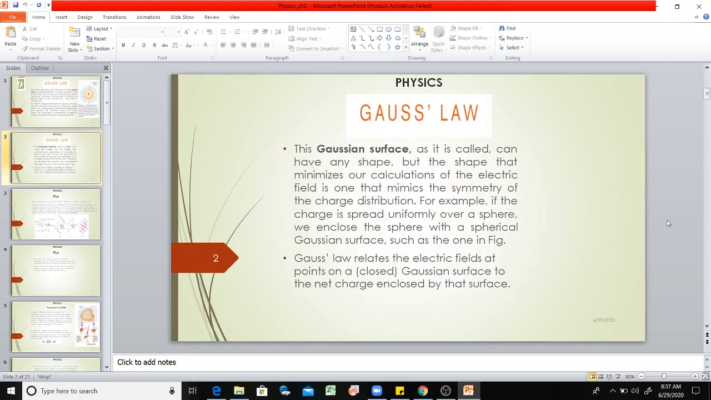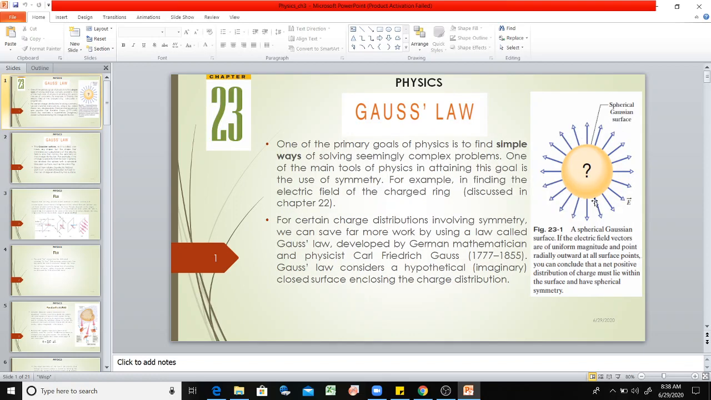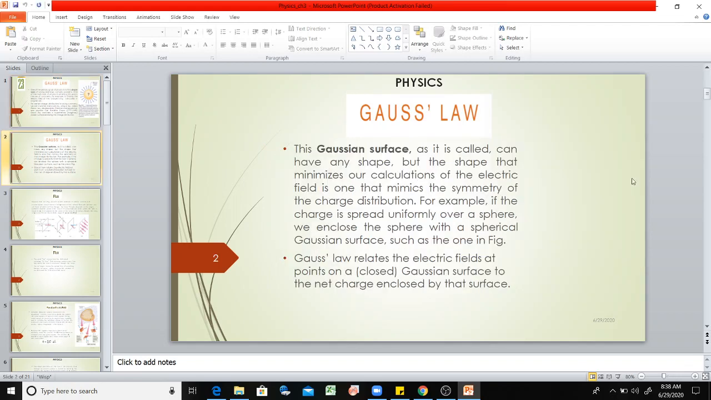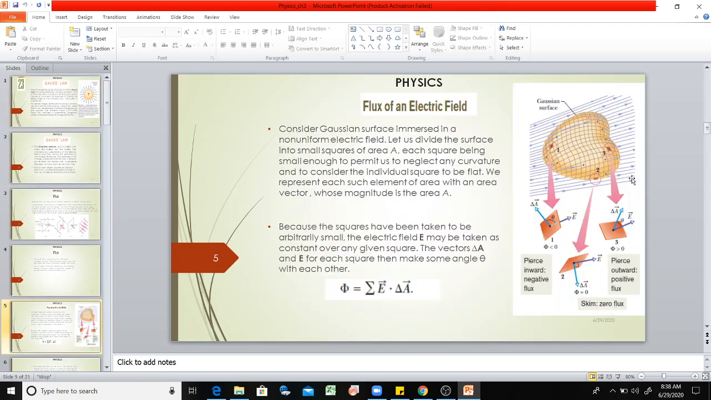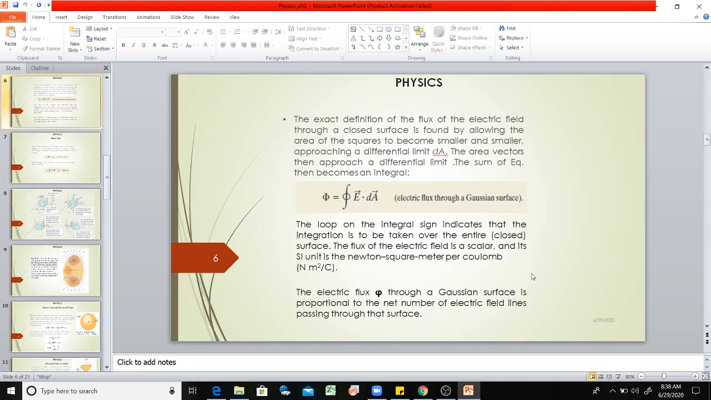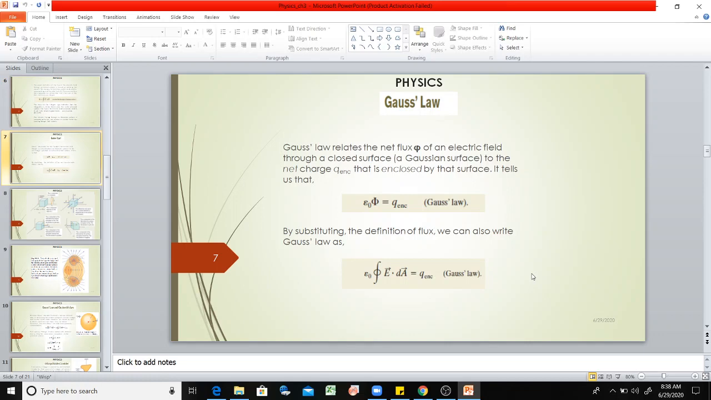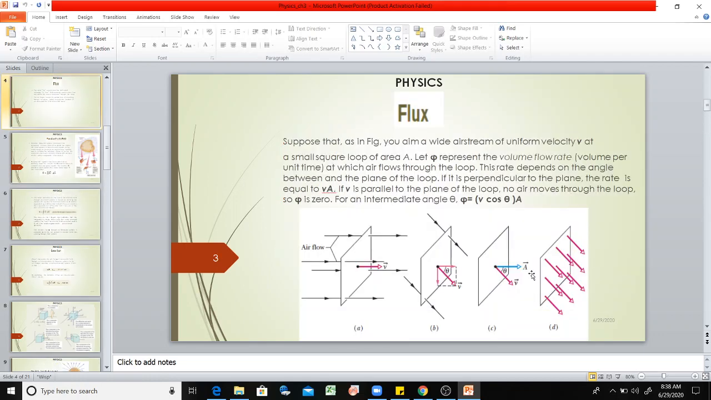Gauss's law relates the electric field at points on a closed Gaussian surface to the net charge enclosed by that surface. So Gauss's law relates the electric field at any point on the closed surface to the total charge enclosed by that surface. Mathematically, Gauss's law is 1 over epsilon naught times the total charge enclosed by that surface. We come to this definition later.